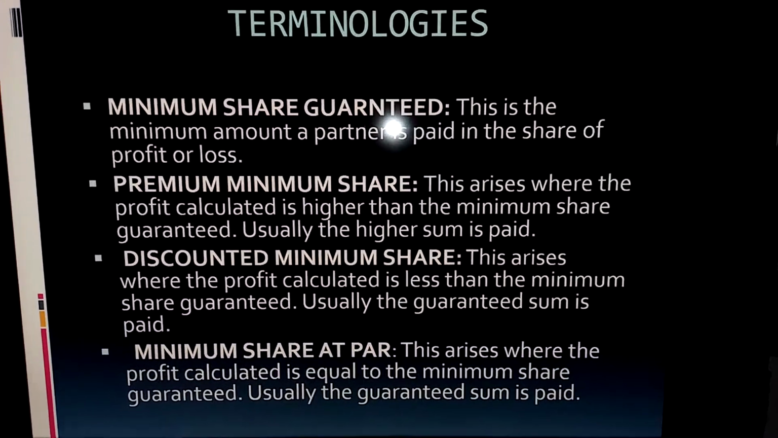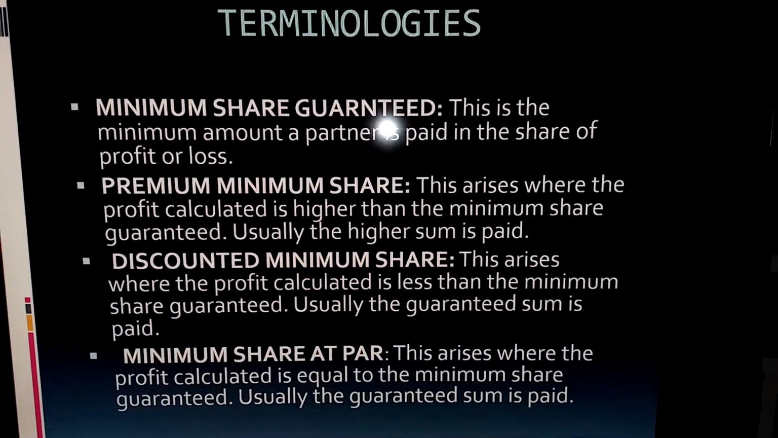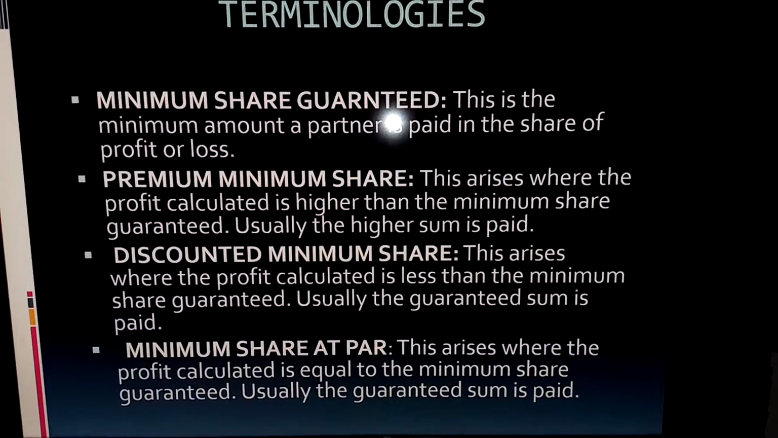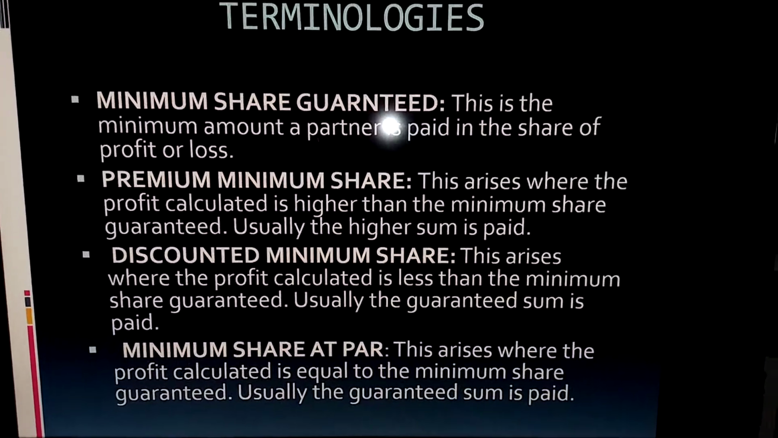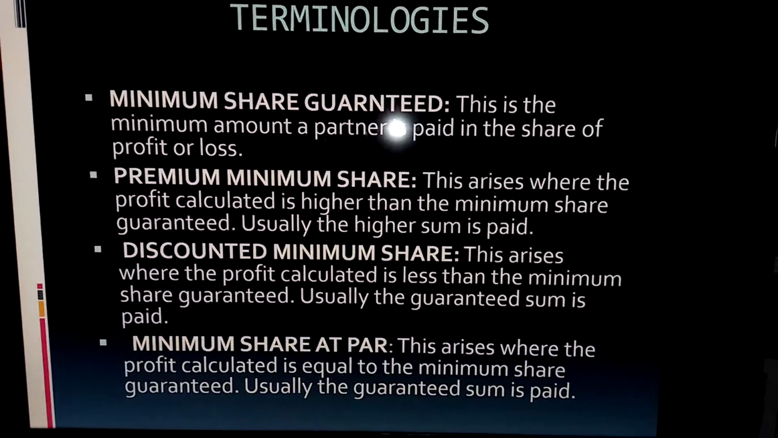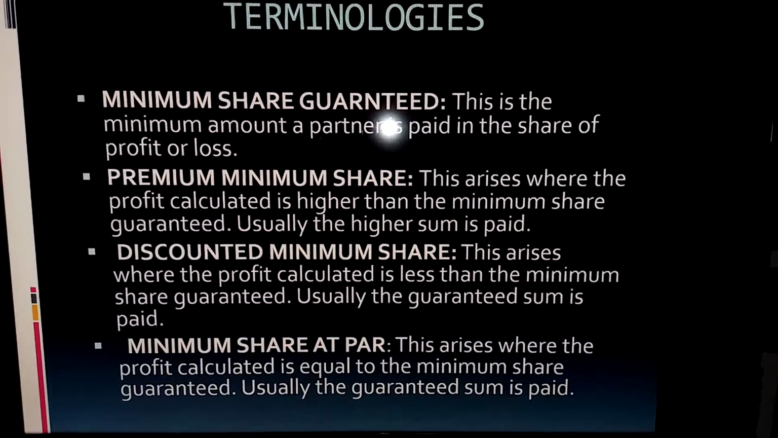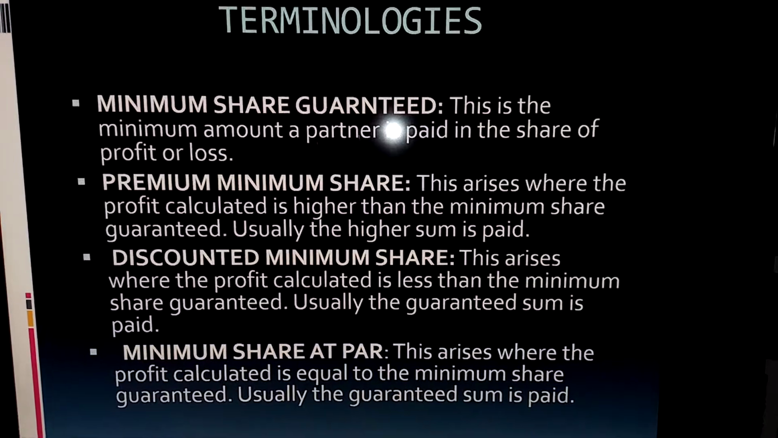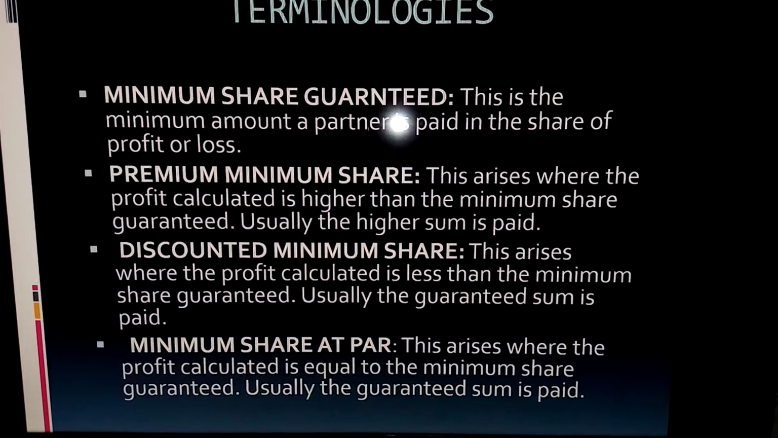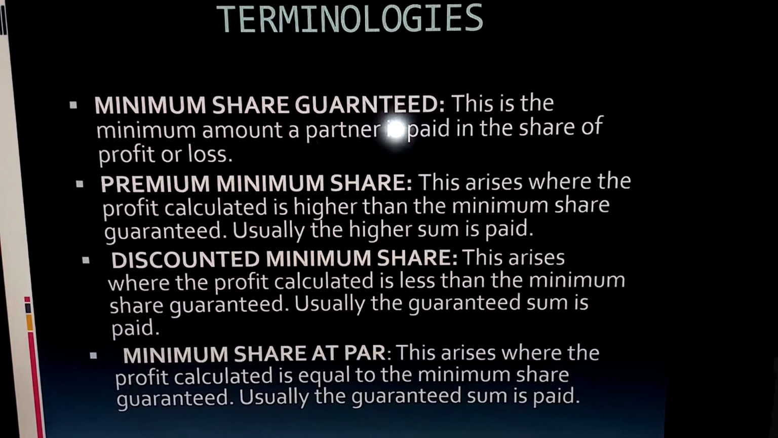And what they do is to what? Pick the higher sum. So if they guarantee you as a partner 1 million, and at the end of the year they now shared 1.5, they will pay you the 1.5 instead of 1 million. The next one is discounted minimum share. It means that the calculated what, profit, is less than what? The minimum amount that has been guaranteed.